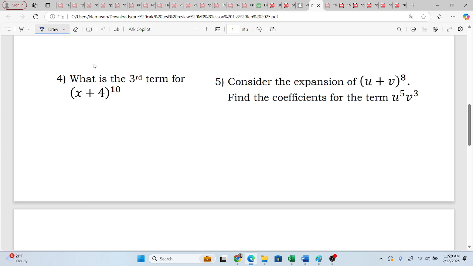So let's continue. What is the third term for x plus 4 to the 10th power? Okay, well, the first thing I need to do is think about what? Can you guys remember? What do I need to think about first? Pascal's triangle, right? So let's think about Pascal's triangle. And we're talking about the 10th power.